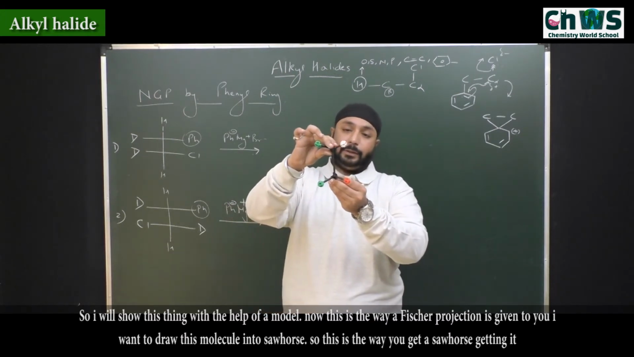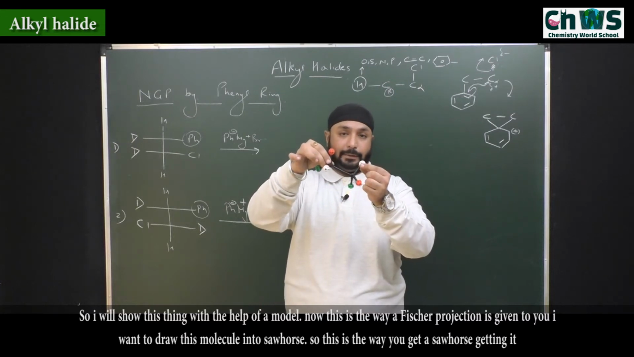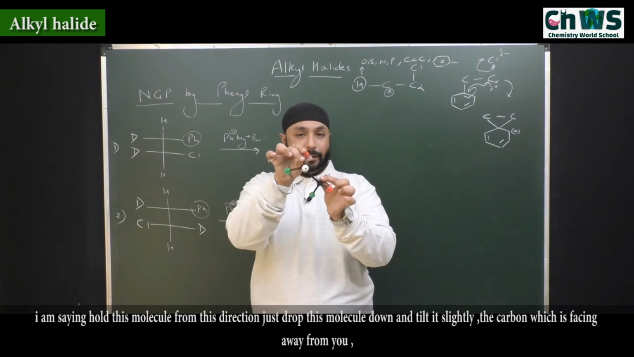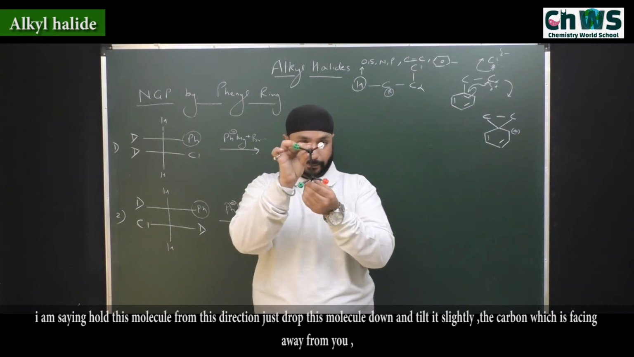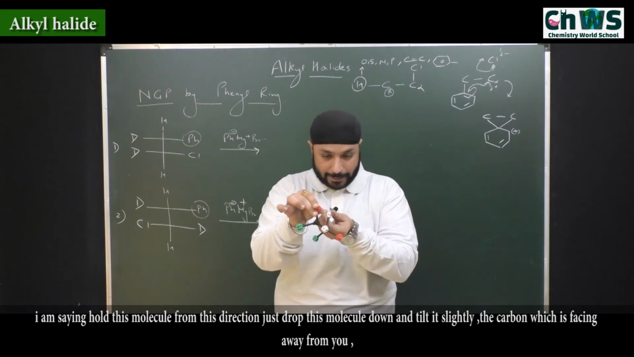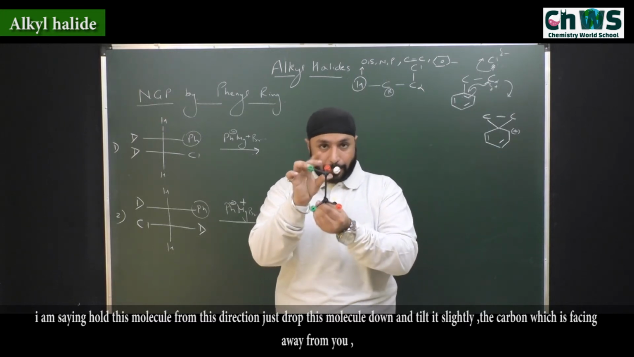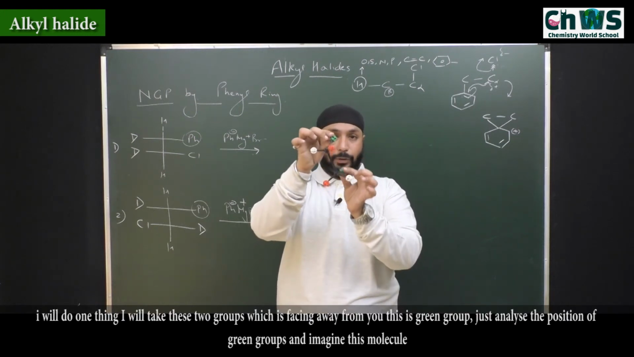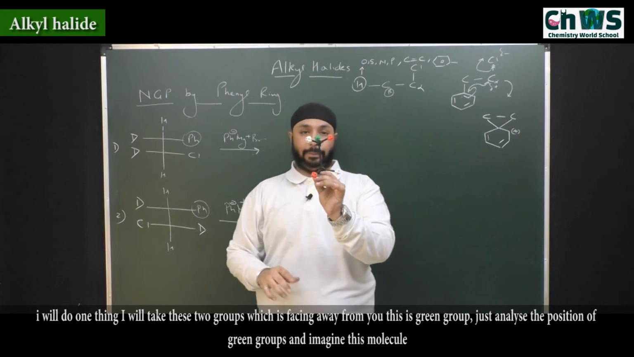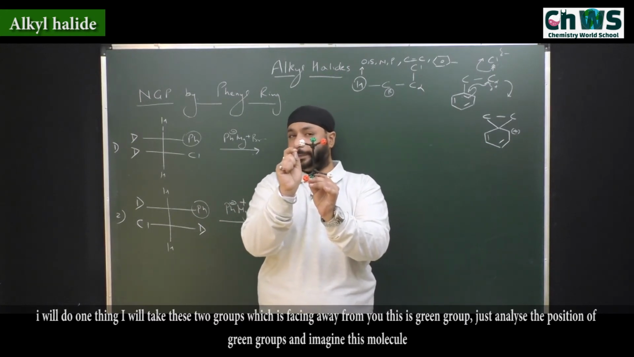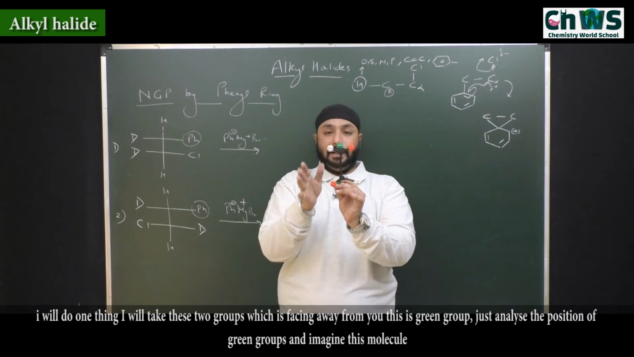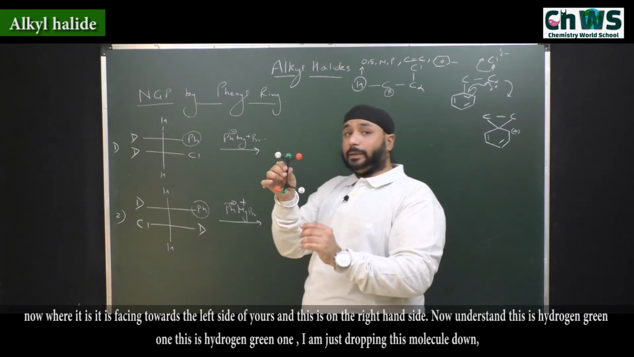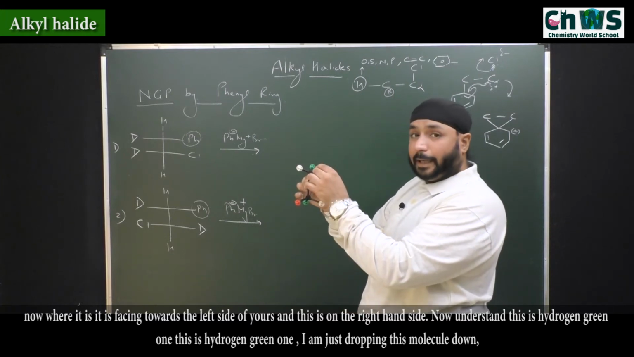I want to draw this molecule into sawhorse like this. Getting it? So this is the way you get a sawhorse. I'm saying hold this molecule from this direction, just drop this molecule down and tilt it slightly. The carbon which is facing away from you, I'll take these two groups which are facing away from you, that is the green group. Just analyze the position of the green groups and imagine where this molecule is facing towards, on the left side of yours, and this is on the right hand side.